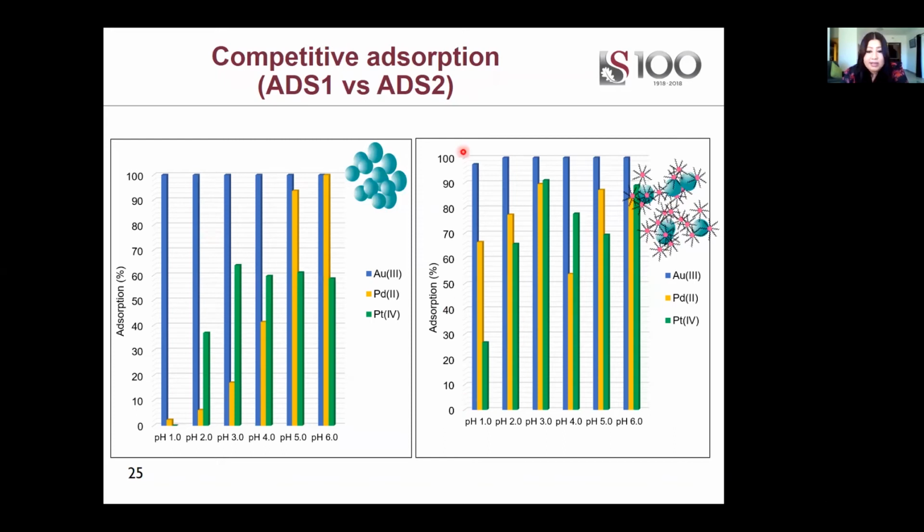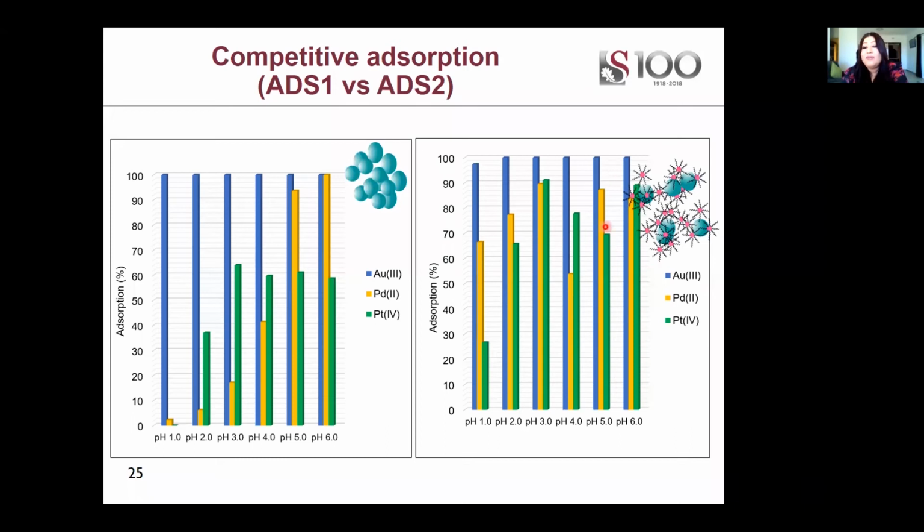If we compare it to adsorbent 2, which is our nanocomposite, very beautiful. We can see, yes, it adsorbs gold, but it also adsorbs quite a lot of palladium and platinum. And of course, this is probably because it coordinates to the interior of the dendrimer micelles itself. And we can see at all the pHs, you actually extract quite a bit of all the metals.